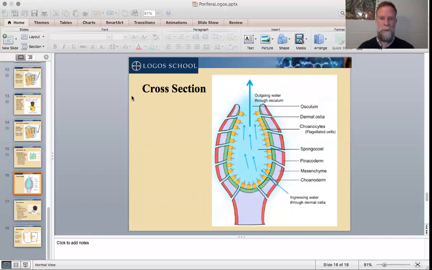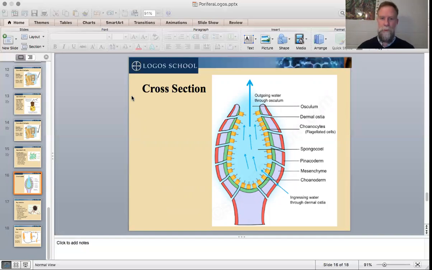Here's a cross section of a typical sponge, and I wanted to include this one to just point out some of the vocab terms that your author has. He has a couple of excellent diagrams. You can see the choanocytes on page 261. You can see the spongiocoel and the radiocanals on page 260. So do take note of those.